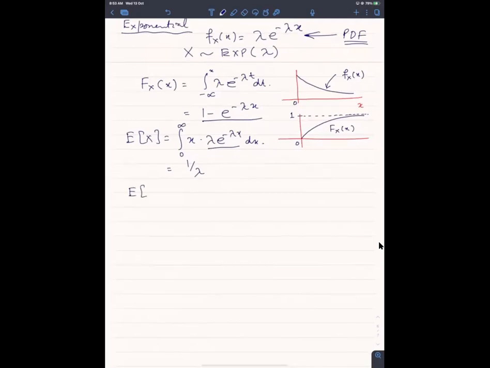Similarly, expected value of x square, this will turn out to be 2 over lambda square. And what about the variance of x? Variance of x would be equal to 2 over lambda square minus 1 over lambda whole square, which is equal to 1 over lambda square. There is a working example, very simple example of an exponential random variable जिसमें lambda दिया हुआ है आपको, आपसे expected value पूछी है, एक probability पूछी है. So just take a look at that.